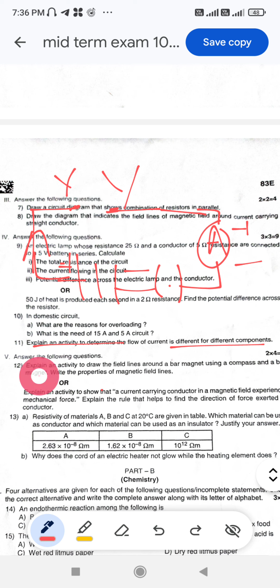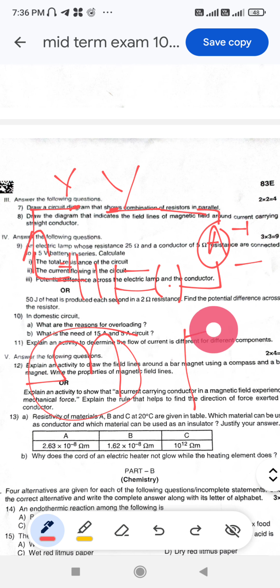For example, first we will put one bulb, right? First case, the bulb will be placed here, correct? And in the second case what we'll do, we will put one torch, and in the third case, for example, a fan will be connected in the circuit, right?